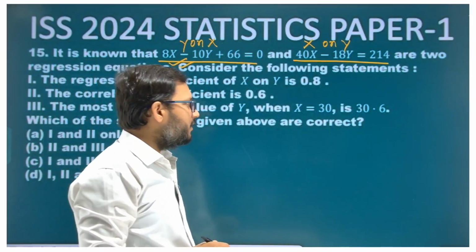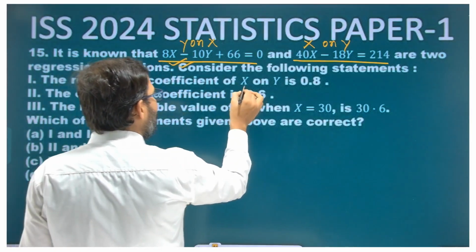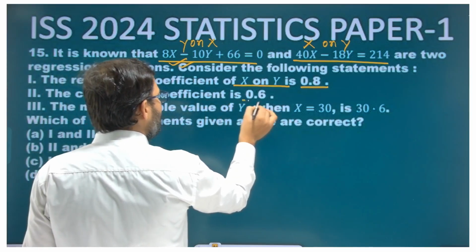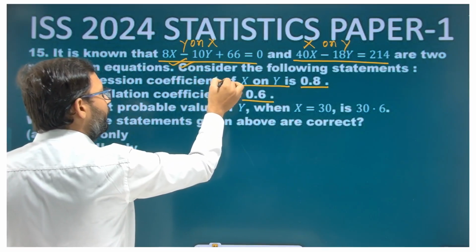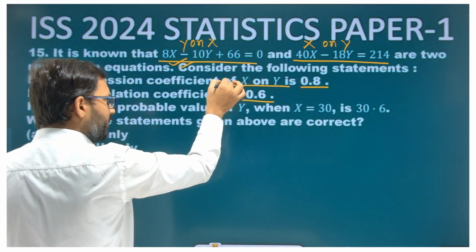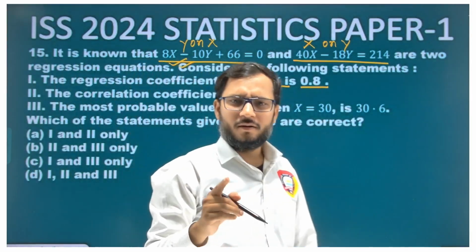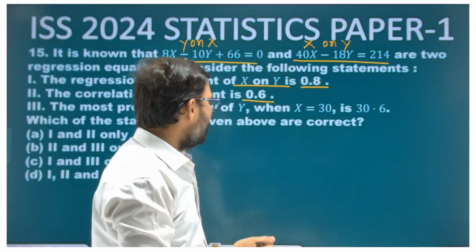Now let me see what the question says. It says the regression coefficient of x on y is 0.8 and the correlation coefficient is 0.6. See here, if we are able to find the regression equation of x on y and of y on x, then we know that the correlation coefficient is the geometric mean of the regression coefficients, and that particular result can be used. And then last, the most probable.